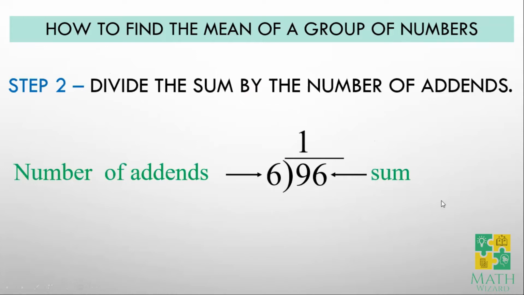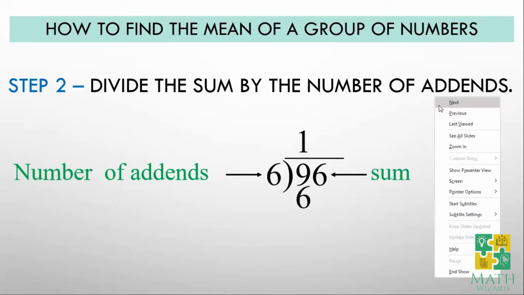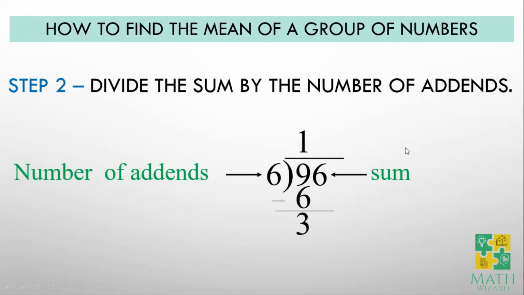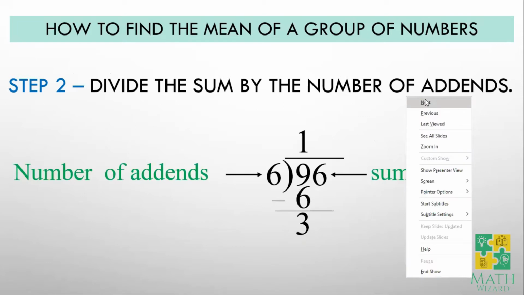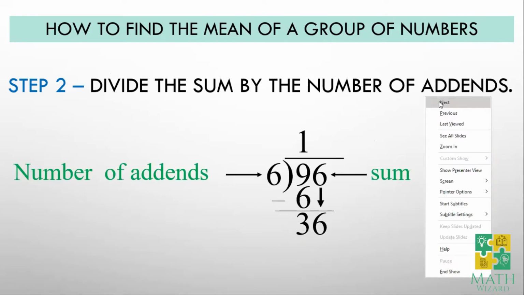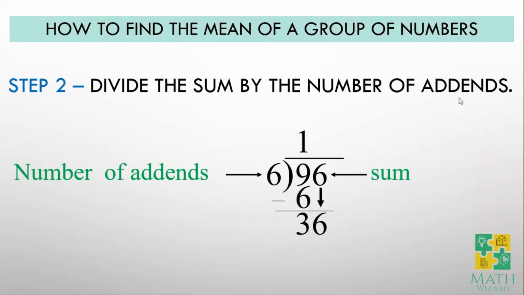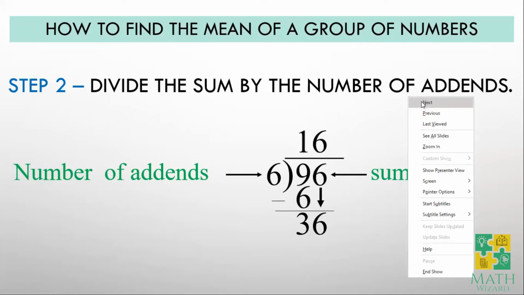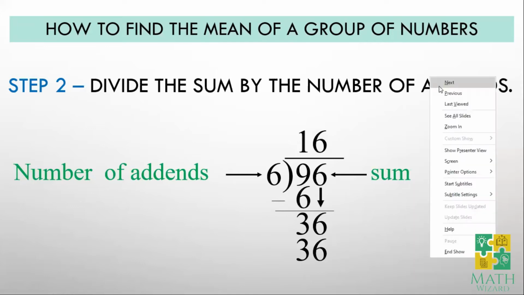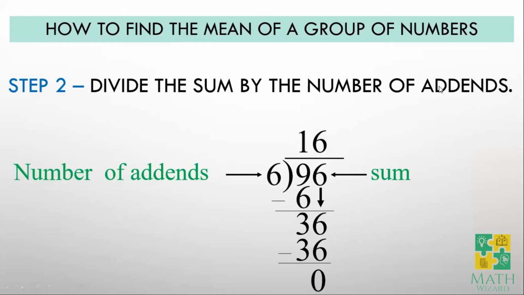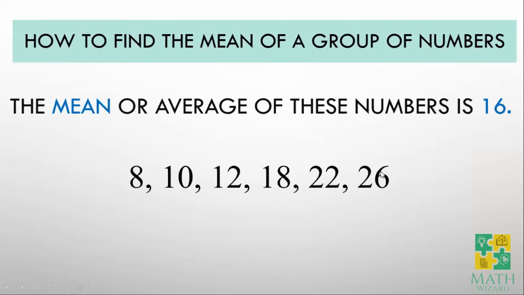So 9 divided by 6 is 1. 1 times 6 is 6. And we subtract 9 minus 6. That would give us 3. Bring down 6. And we repeat the process. 36 divided by 6 would give us 6. And 6 times 6, we have 36. 36 minus 36 is equal to 0. Therefore, the mean or average of these numbers is 16.